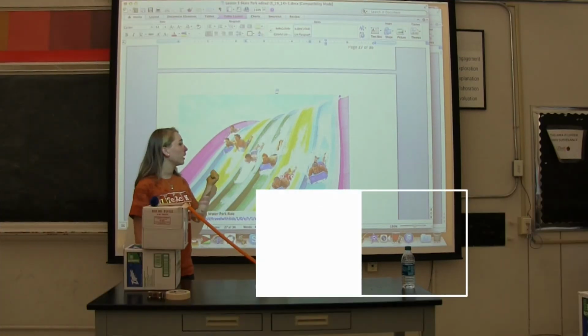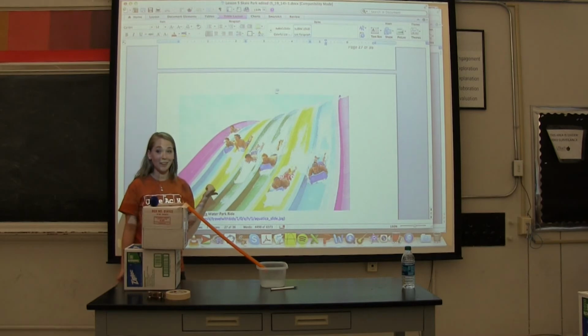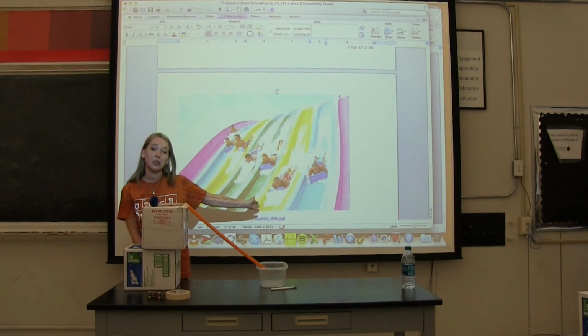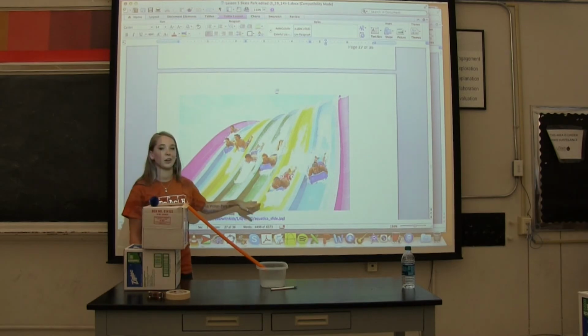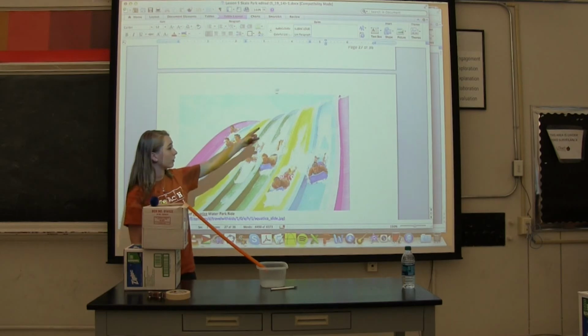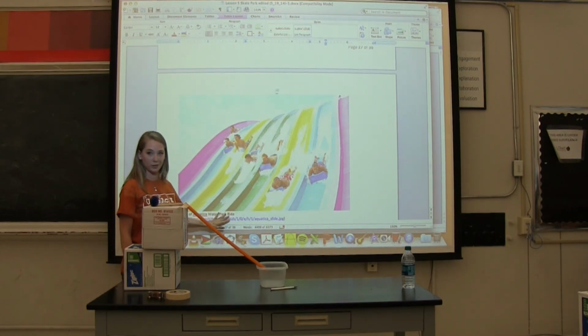Hey guys, who here has ridden a slide that looks like this one? Awesome, a lot of you. So what kind of forces do you think are acting on you as you go down a slide like this one? Potential. Potential, okay. Just like our ramp, you have to start at the top. What else as you're moving down the ramp? Kinetic energy, right.